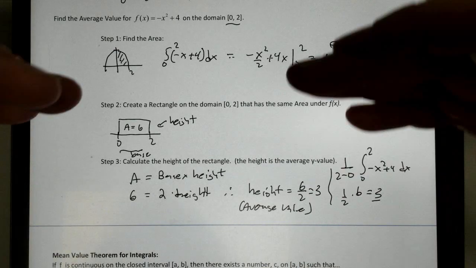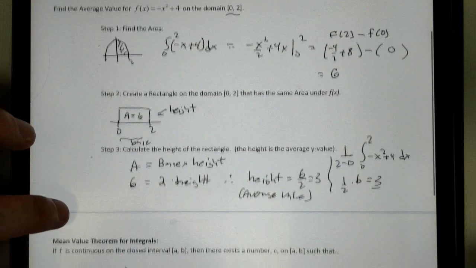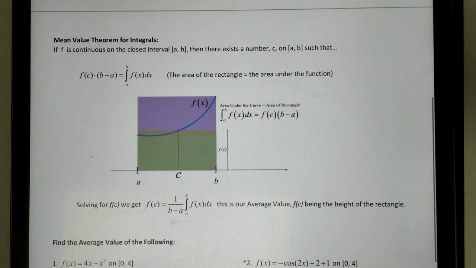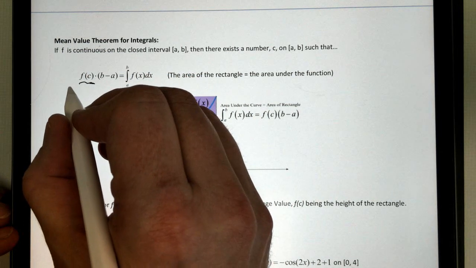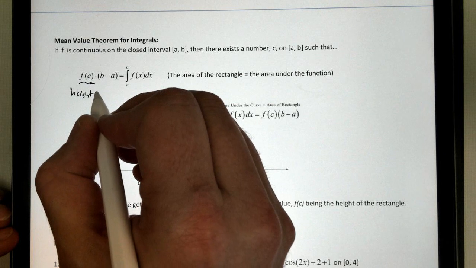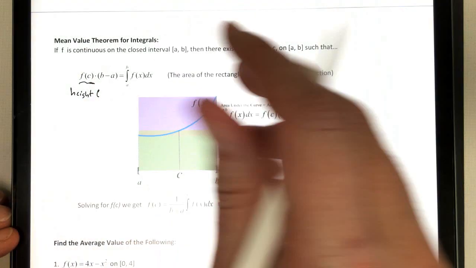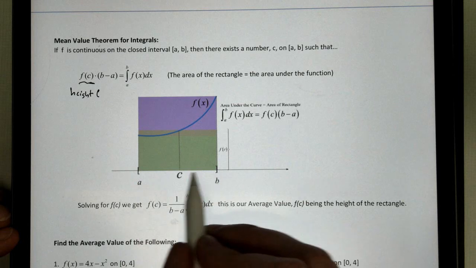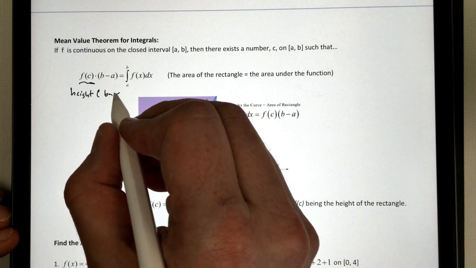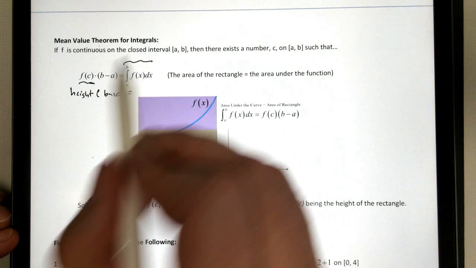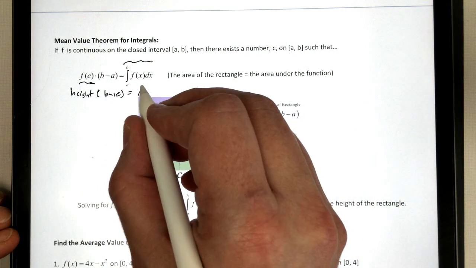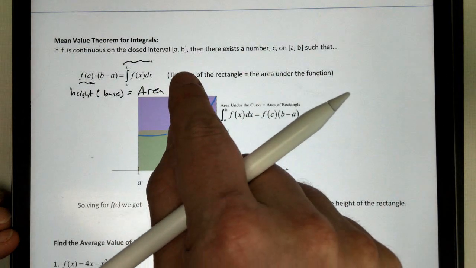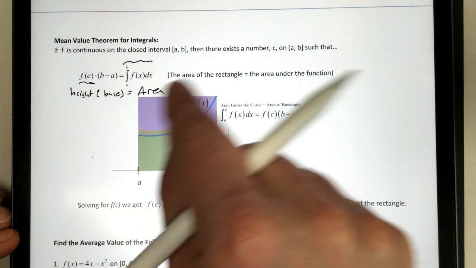So let's talk about this thing we mentioned earlier called the mean value theorem of integrals. If f is a continuous function on a domain, there exists a number c such that the value of f at c, like the height of my rectangle, multiplied by b minus a, the base of our rectangle, is going to equal this integral. Well, what does an integral find but the area under the curve? And that's what this says. The area of a rectangle is equal to the area under the function.